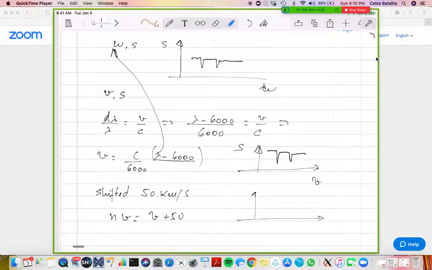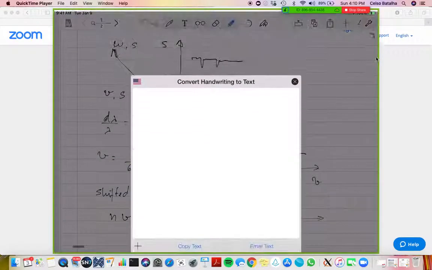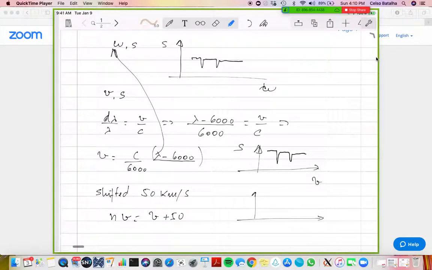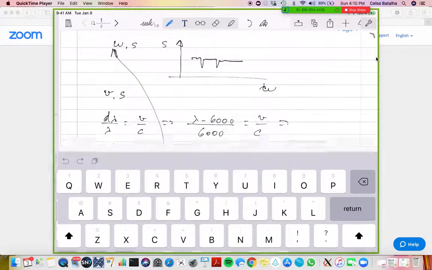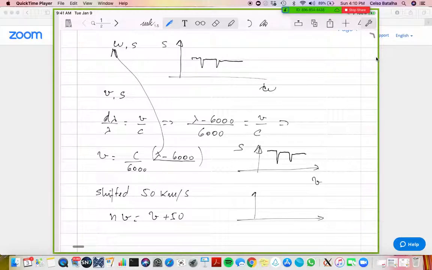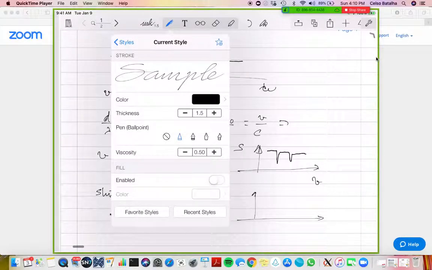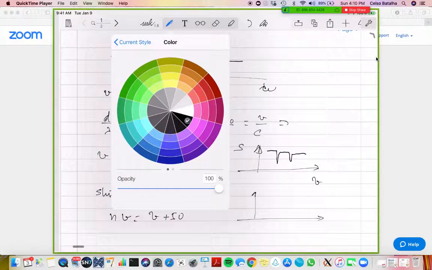Do I have color? I think I do. I don't know. No, that's not it. I don't know this software well. I don't know where I get color. So let's go back there. Is it here? Favorite color. Oh, there you go. So let's choose this color here. Okay, that's good.